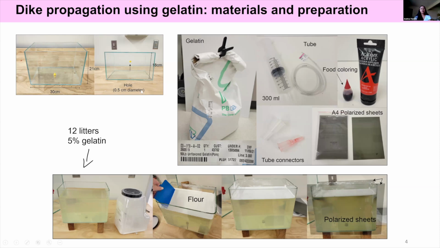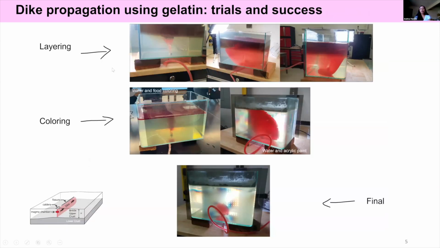So we created this tank with plexiglass. We used raw gelatin, a very big syringe, some tubes, food coloring, water, polarized sheets, and some tube connectors. And we started doing some trials, and some of them were a fail. We thought in the beginning that we could make different layers to simulate the different strata in the crust, but it didn't work because all the color just diffuses in the whole gelatin, and it didn't let us see through very well.